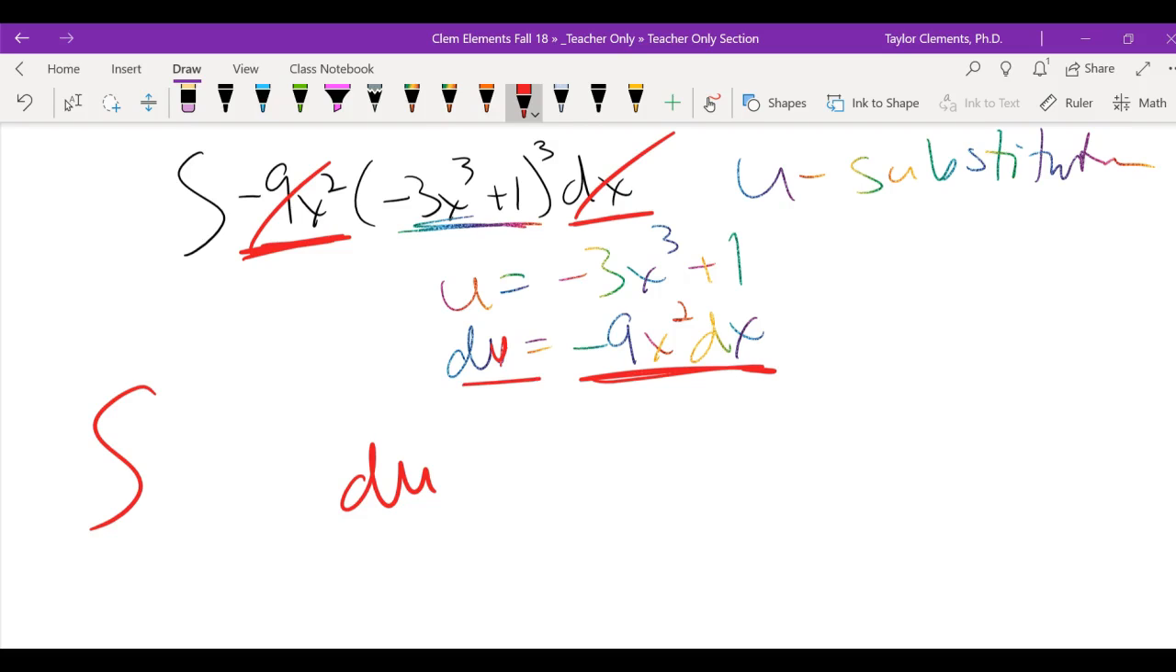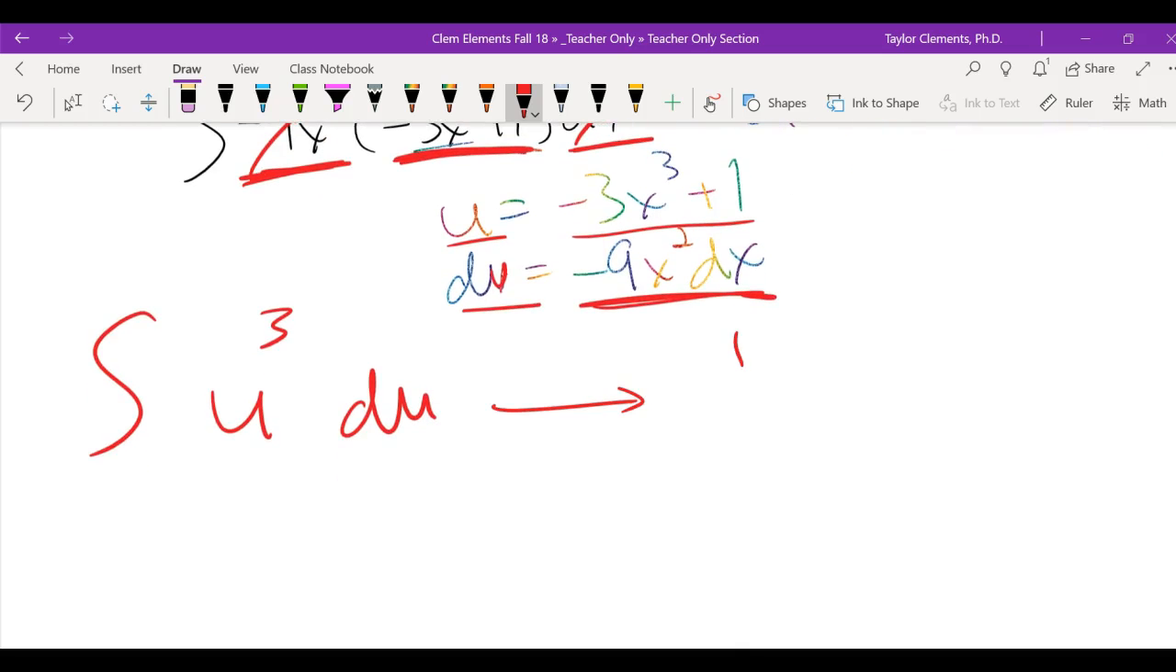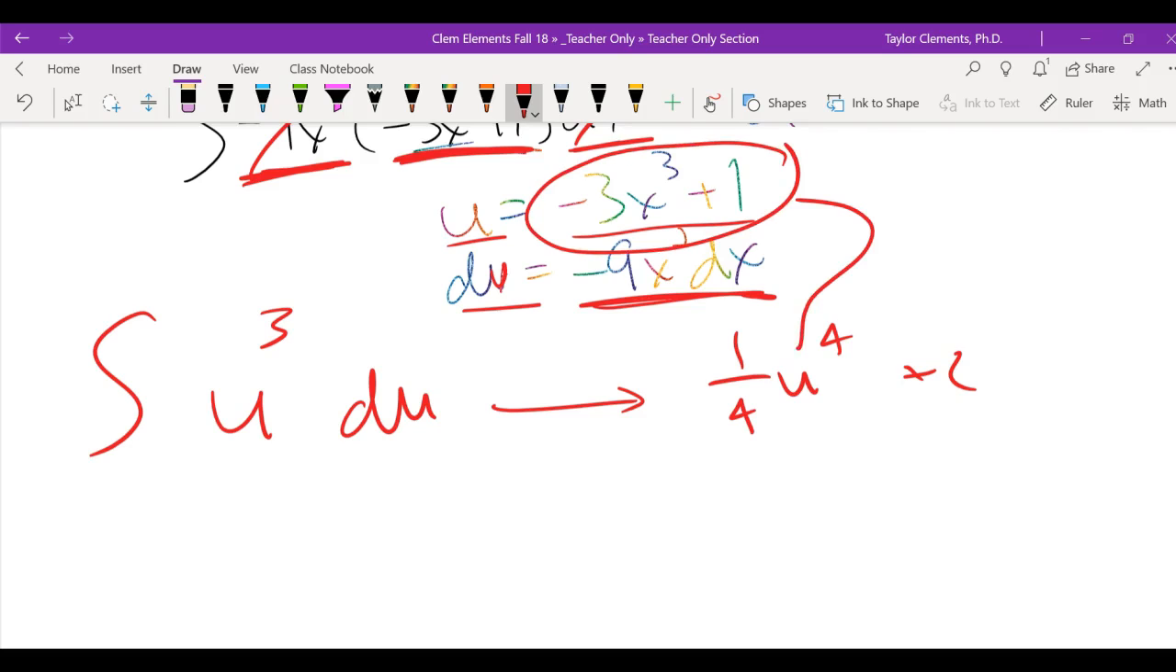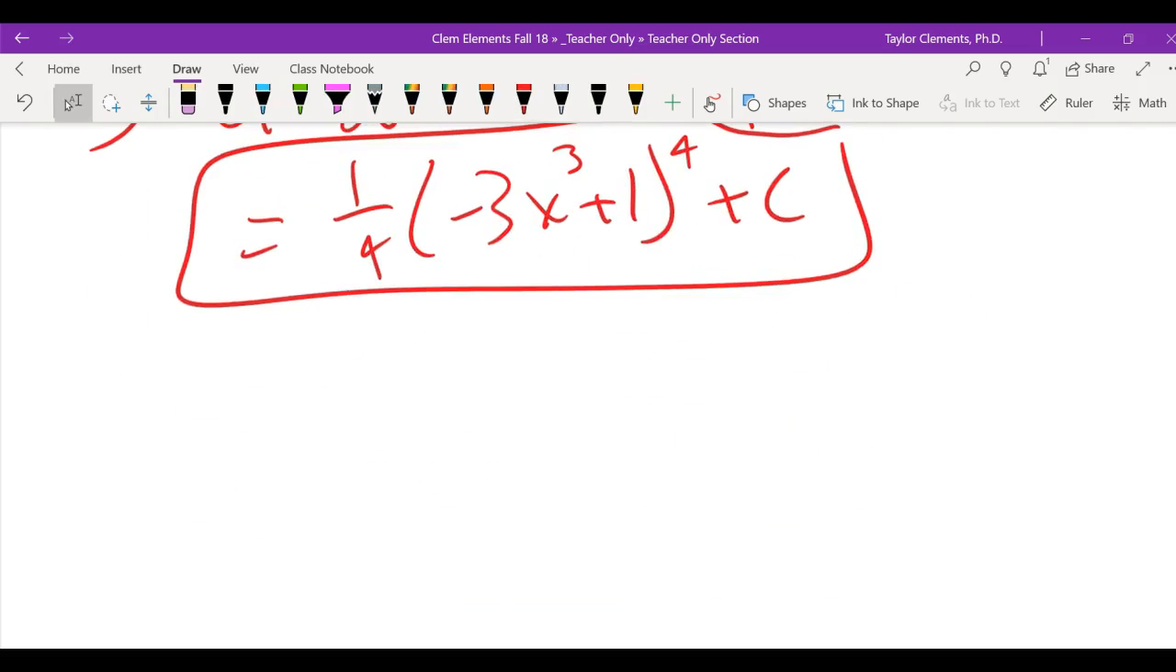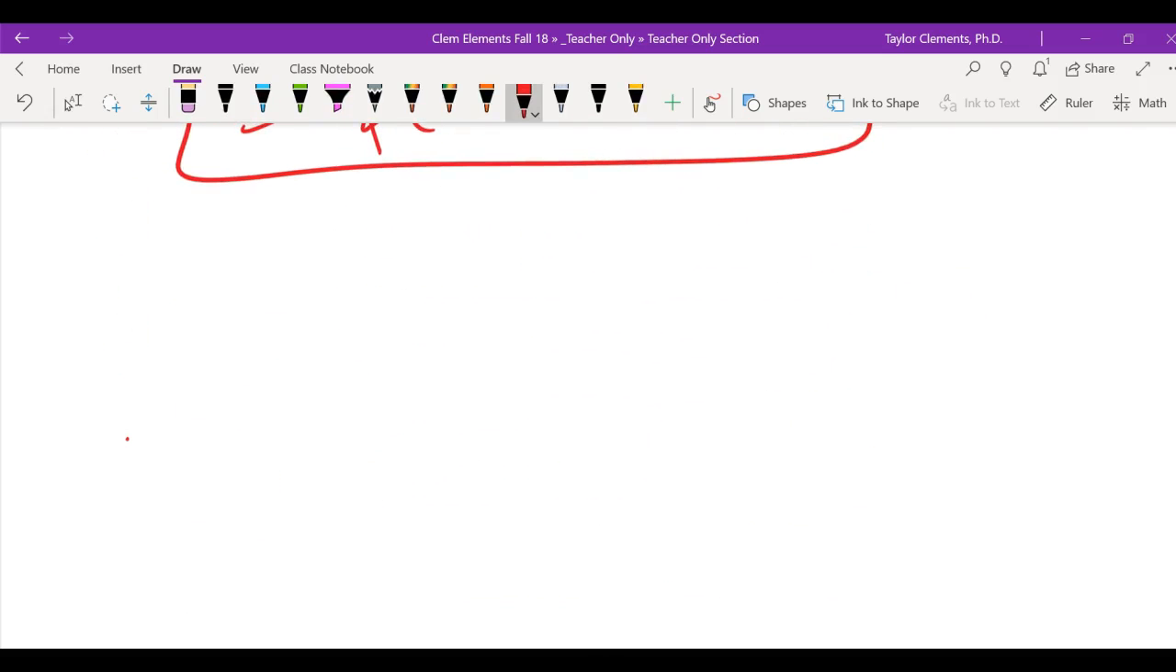Now all of this stuff is equal to u, negative 3x cubed plus 1, so this just becomes u to the third. Well, we can integrate that easily. That's 1/4 u to the fourth plus c. And that's our answer, except now whatever u is, we need to put that back in there. So my answer to the integral is 1/4 times negative 3x cubed plus 1, to the fourth, plus c. And that's it. So that's u substitution. We've kind of done that, but here's a nice formal way of saying it. Now we're going to apply that to a slightly different problem here.